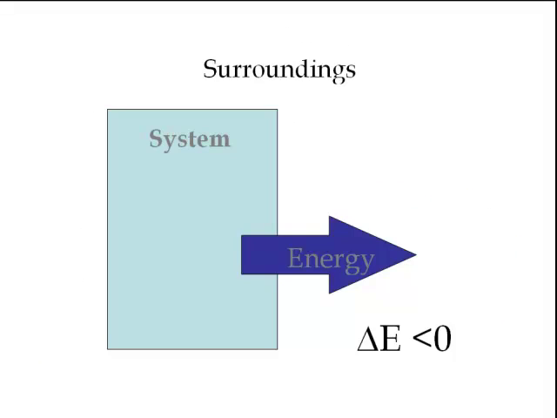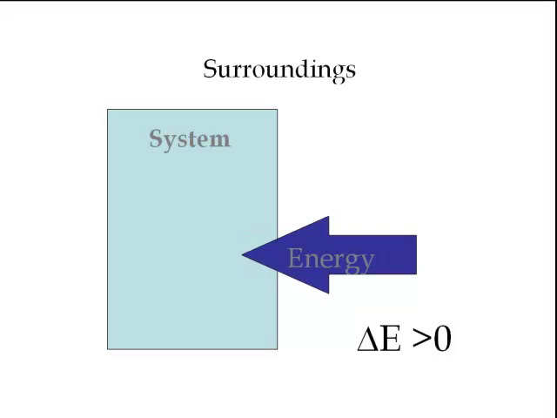Now, I got a couple visuals here for those of you who like pictures like me. So here's my system. Energy goes out. The energy of the system is less than before, so it's going to be negative. And then, of course, the other diagram is that if energy is going into the system, it has gained energy, and therefore it becomes positive.